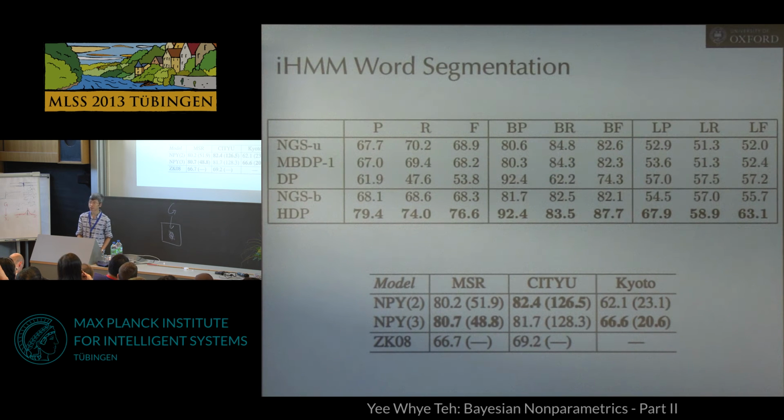Any questions about this? Yes? Efficiency. Computational efficiency or statistical efficiency? It seems that statistically it's quite efficient. Computationally, for these models, people do MCMC sampling, and then they have to run it for quite a while.